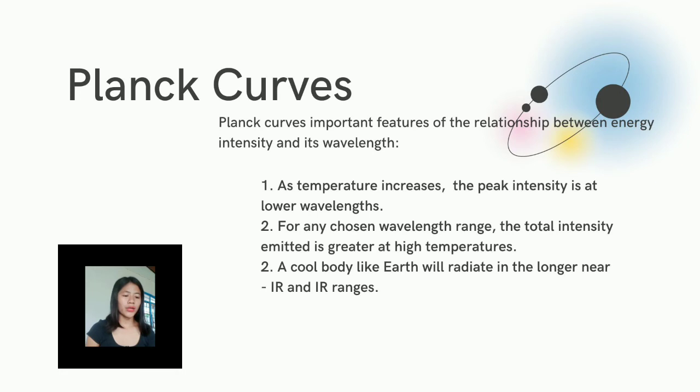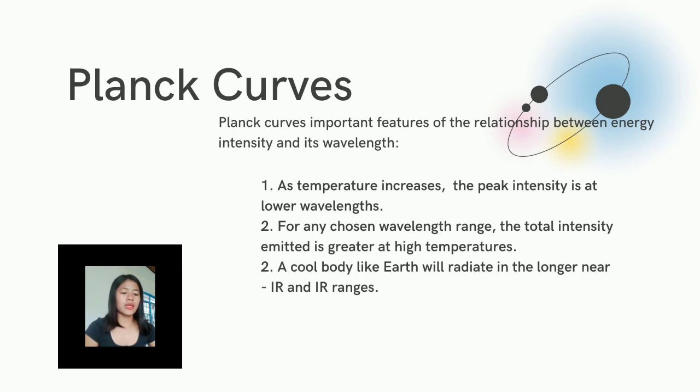So there are Planck curves, with several important features of the relationship between energy intensity and its wavelength. First, as temperature increases, the peak intensity is at lower wavelengths. It means that as temperature rises, the peak intensity occurs at short wavelengths, and it's shown by the dashed white curve. Second, for any chosen wavelength range, the total intensity emitted is greater at higher temperatures, meaning the sun emits more intense radiation at all wavelengths than does the Earth. Third, a cool body like Earth will radiate in the longer near infrared and infrared ranges.